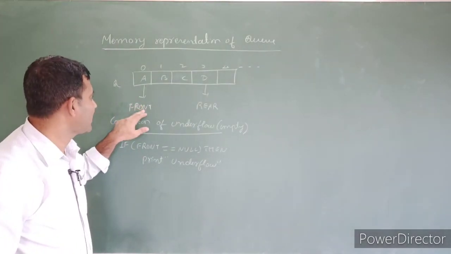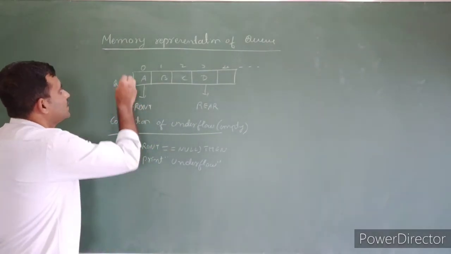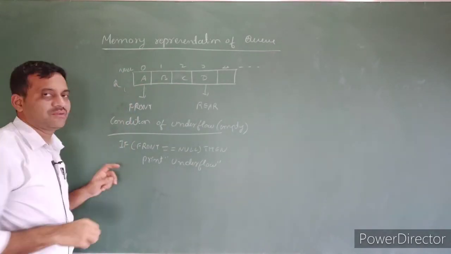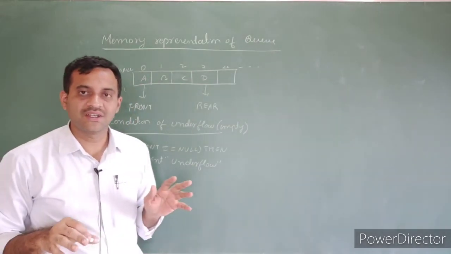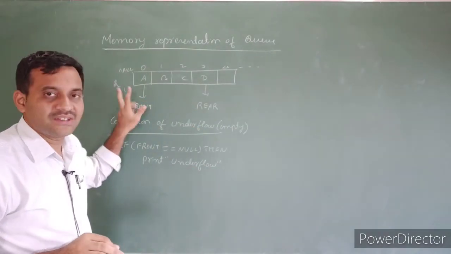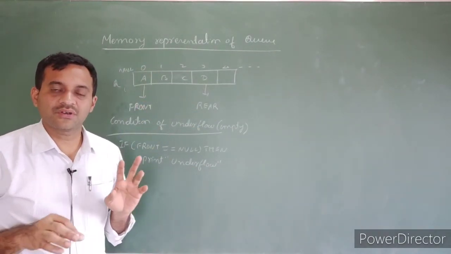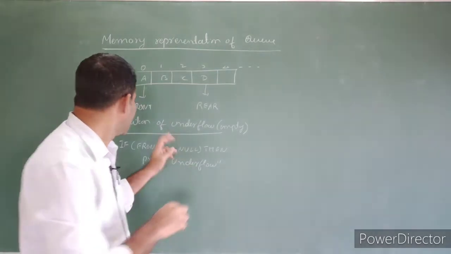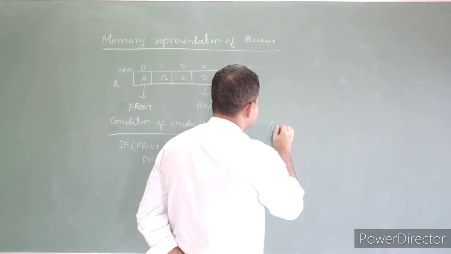If the front pointer is negative, null means this is the position of null. If it is in this position, then we say there are no elements in the queue. If rear is also null, then also we say it is in underflow.